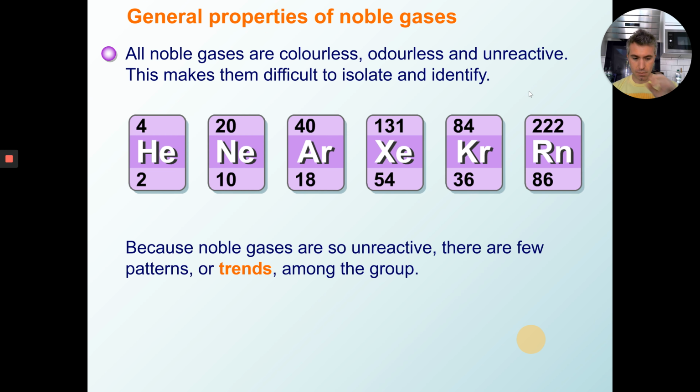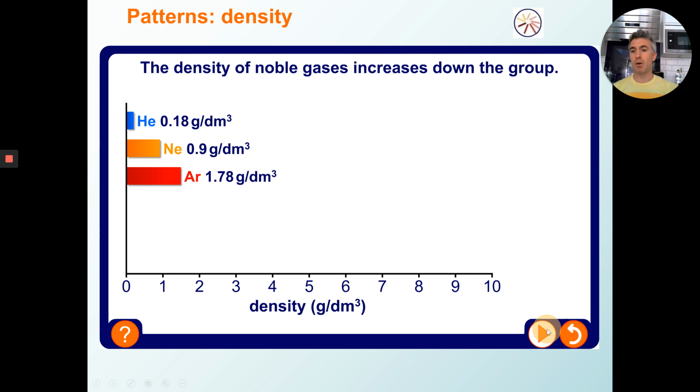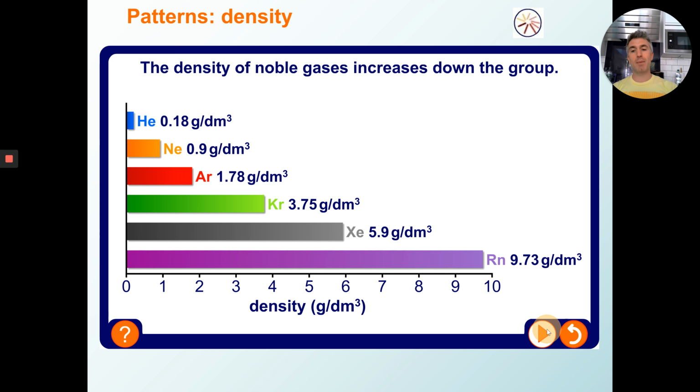Oh. Here we go. So the density of noble gases increases as we go down the group. Here's a little animation to help you visualize this. So here we go. Density: helium 0.18 grams per decimeter cubed, neon 0.9 grams per decimeter cubed, argon 1.78, krypton 3.75, xenon 5.9, and radon 9.73.